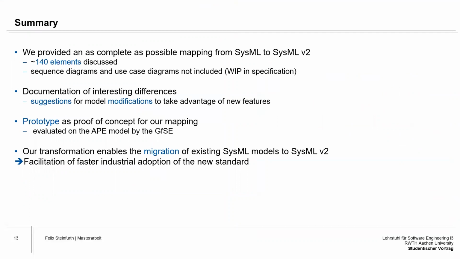In summary, we provided an as complete as possible mapping from SysML to SysML v2. We discussed around 140 elements and did not include sequence diagrams and use case diagrams yet, because they are still work in progress in the specification. And we documented a lot of interesting differences and provided suggestions for model modifications to take advantage of new features.